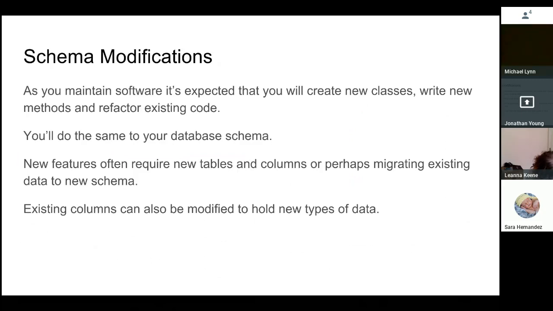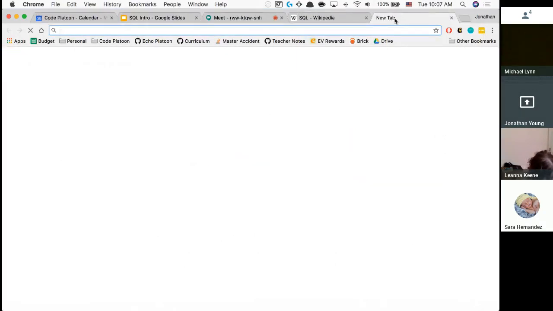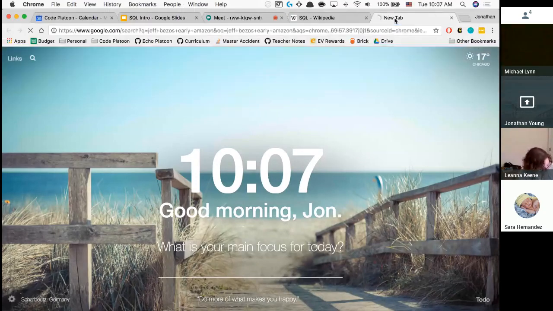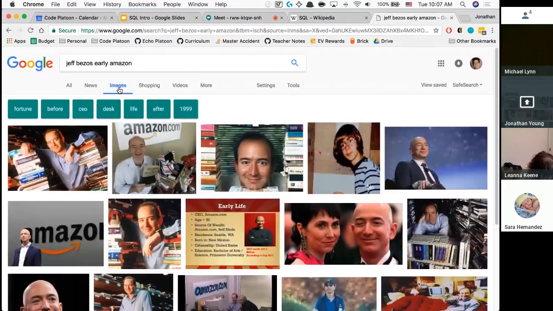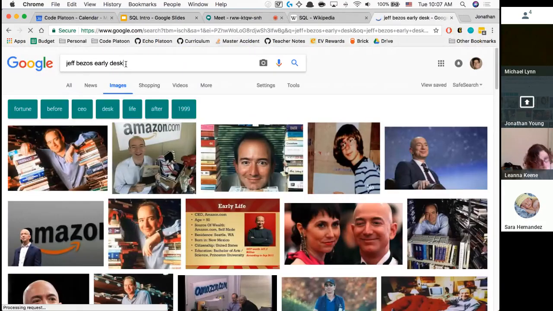Some things to think about as we're creating your schemas, and if you're creating your application and thinking about what data you're going to need, your product's going to evolve over time. There's a great picture of Jeff Bezos, who's I think now the richest man in the world. Jeff Bezos, early Amazon. Early desk.